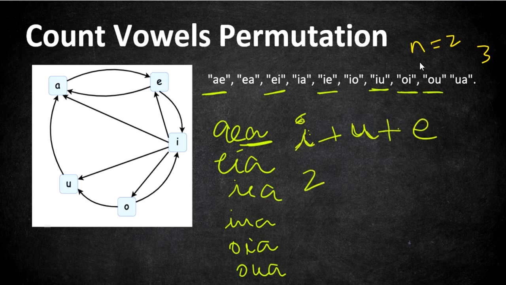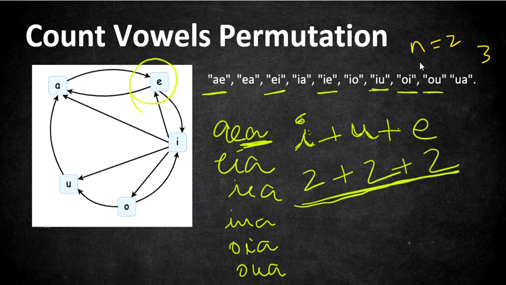So in total 2 plus 2 plus 2, it formed 6 strings that are ending with A. So to construct a string of length 3, just a string ending with A, we got 6 strings. So now we have 4 more characters left to construct the strings of length 3. So coming to the next character E, we are going to see what are the possible strings that can have E at the end.